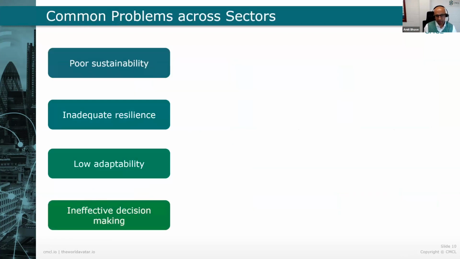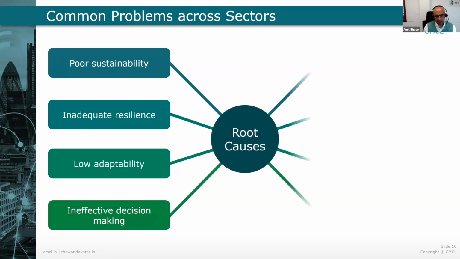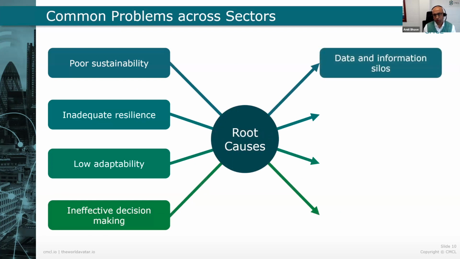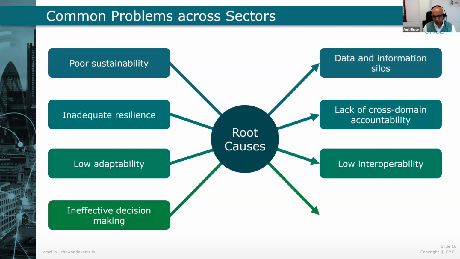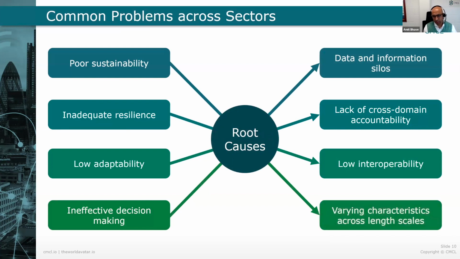And these problems exist across sectors. I've just listed 4 here: poor sustainability, inadequate resilience and adaptability of an asset, let's say not just economic resilience but also climate resilience, as well as ineffective decision making. And these 4 problems stem from 4 root causes: data and information silos, lack of cross-domain accountability, low interoperability, and finally, as decisions are required to be made in a dynamic way, also with varying characteristics across length and time scale, which makes it challenging.